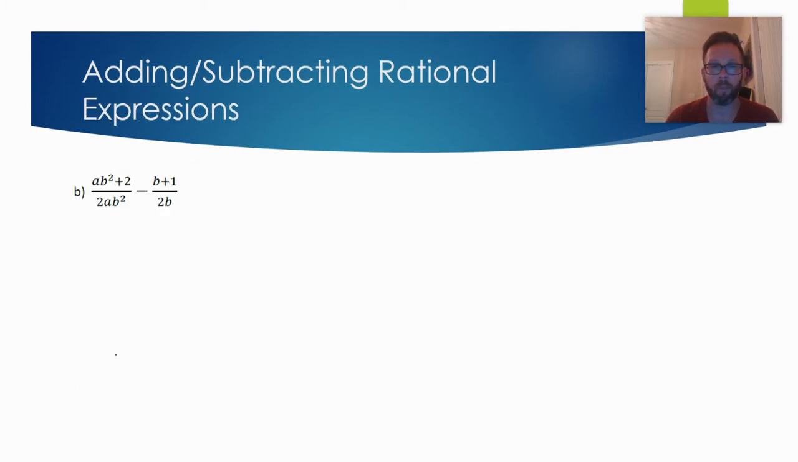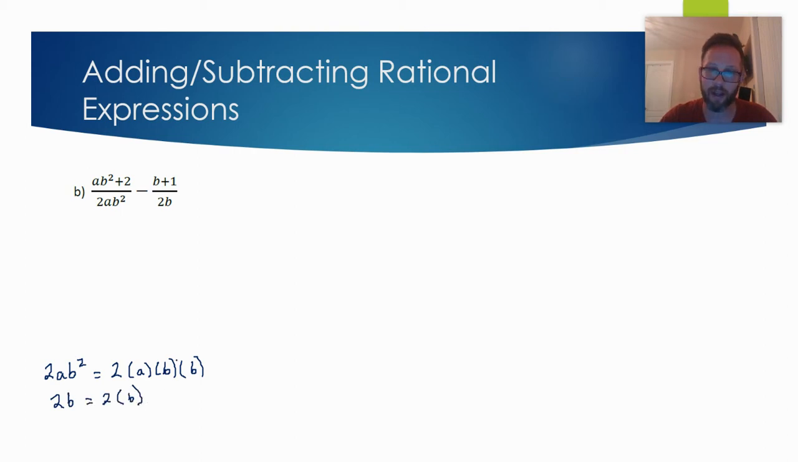Let's try another one. So looking at these two rational expressions, we'd like to, in this case, subtract them, but those denominators are not like. So maybe here's another way to look at this one. 2ab squared. I'm just giving you another tool to use for looking for an LCM if you want. 2ab squared is 2 times a times b times b, right? And 2b is just 2 times b.